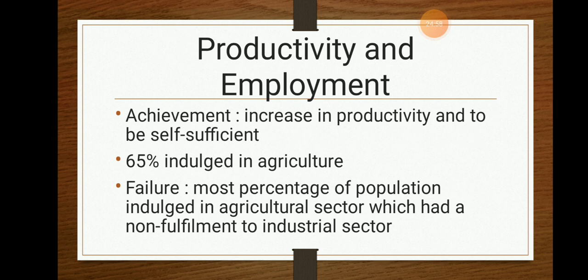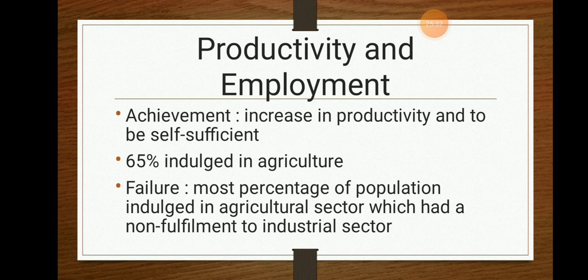Later on, the last thing we'll study under the debates or the subsidies is the agricultural sector. I can tell as the productivity and employment, to what extent it was achieved, to what extent it was a failure. First, as told earlier, the achievement in productivity and employment was an increase in the productivity and to become self sufficient, to be independent. That was agreed or approved. And lastly, it was a success that our India was self sufficient and independent.